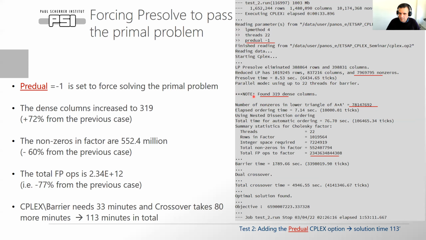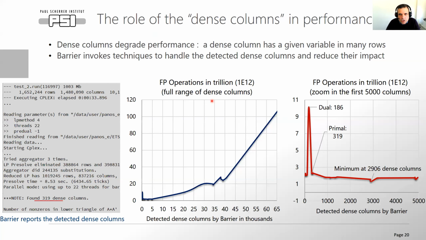Then we go further into the log. Let's take now this point, dense columns. What are dense columns? Dense columns degrade performance. A dense column is a column which has a given variable in many rows. You can see in this chart, which I made on the cluster, that this is not so easy to produce for every model.